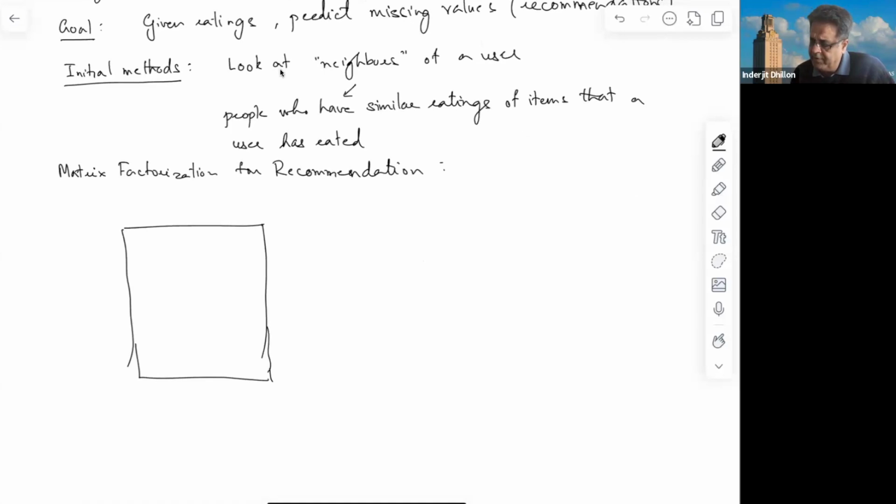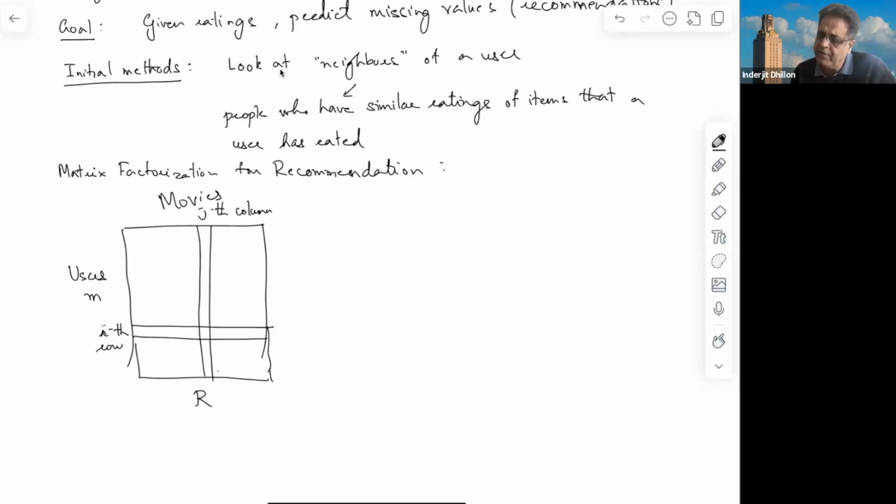matrix R. Okay. Suppose it has ith row, and this is the jth column. Remember, this matrix is users by movies. There are M users and N movies. Okay, this is the matrix R. And suppose I look at the jth movie, suppose it has been rated by a few users. And suppose I look at the ith user and they've rated some movies. And what I would like to find out is, what is this value? Okay, and that is Rij. Okay, and for Rij, the ith user might not have rated the jth movie.